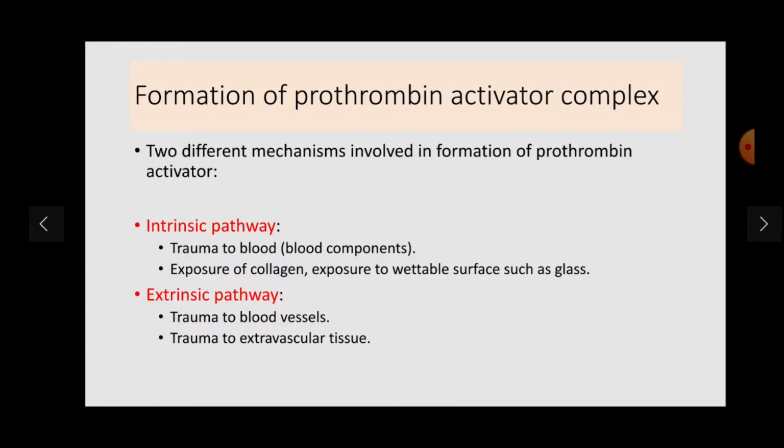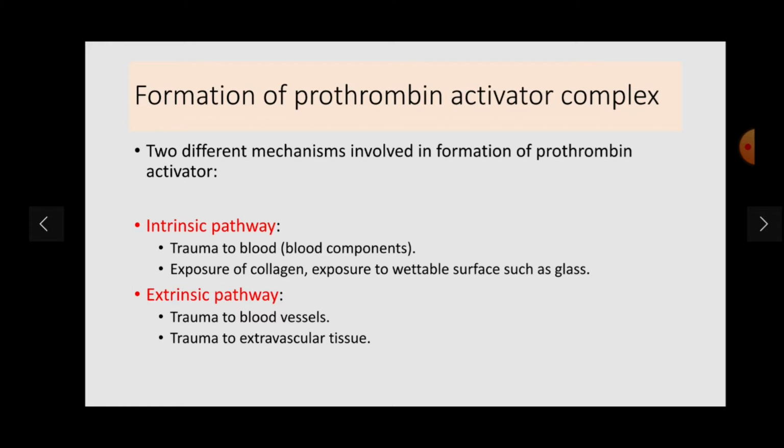The first step in the process of coagulation is the formation of the prothrombin activator complex. There are different mechanisms involved in the formation of the prothrombin activator complex, and these are the intrinsic pathway and the extrinsic pathway. The intrinsic pathway is activated whenever there is trauma to the blood or the blood components, when blood is exposed to collagen, or exposed to a wettable surface such as glass. In these situations, the intrinsic pathway is activated.